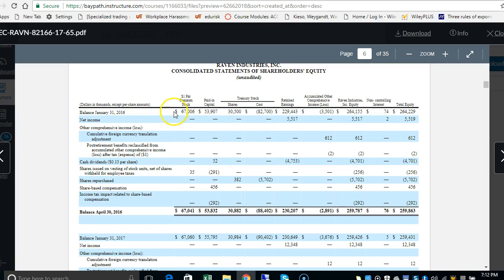Consolidated statement of shareholders' equity. So it starts with our beginning balance, our different accounts that are in the shareholder equity account, paid-in capital, treasury stock, the shares that we purchased back through treasury stock, the cost of those shares, our retained earnings, our accumulated other comprehensive income, and so on.